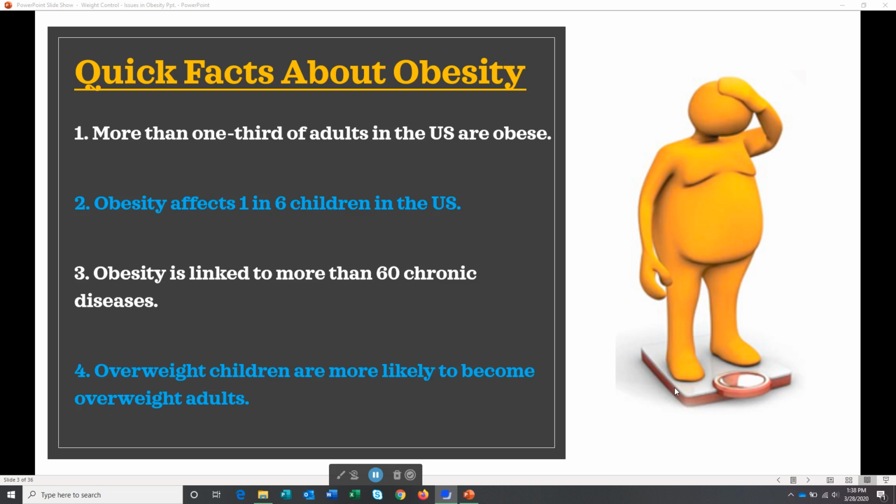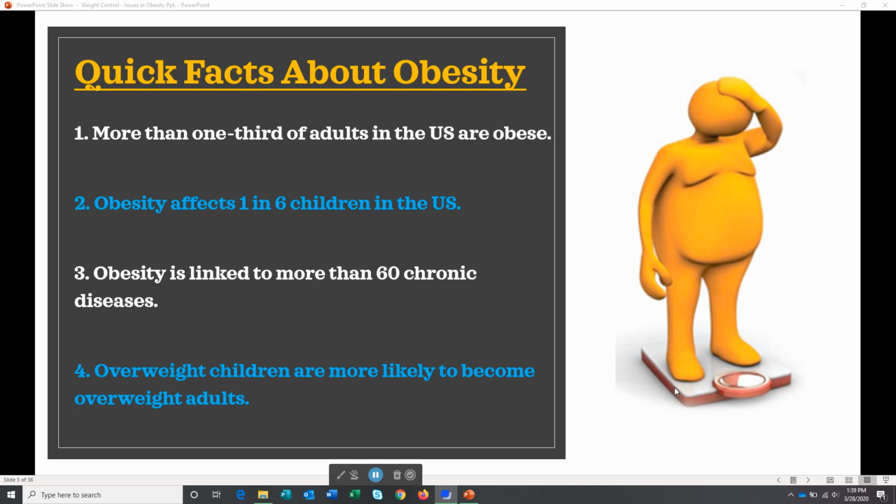Obesity affects 1 in 6 children in the United States. Around 17% of American children ages 2 to 19 are obese. That's more than 13 million American children. 1 in 8 preschoolers is obese. The good news is obesity rates among preschool children have been falling in recent years.